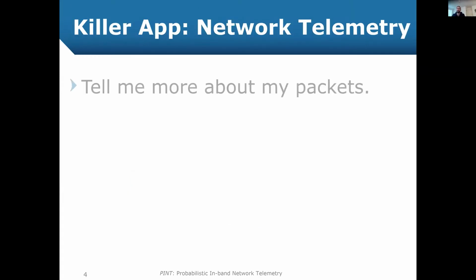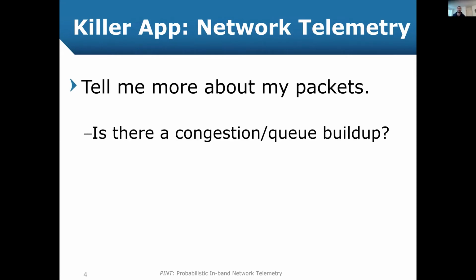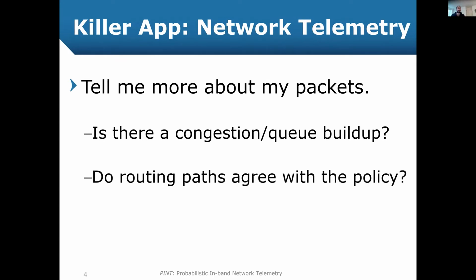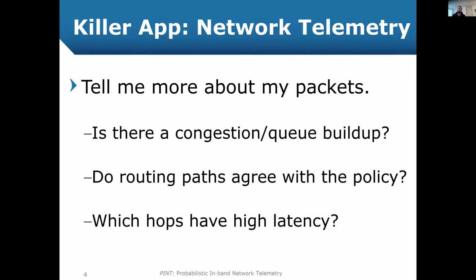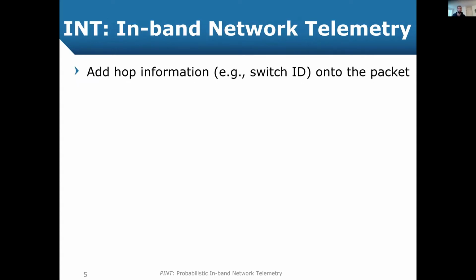Telemetry is about figuring out what's going on with the packets. So I want to know things like, is there a congestion or queue buildup somewhere in the network? Do the routing paths taken by flows agree with the policy? Like maybe I want everything to go to a firewall or something. Which hops have high latency if I see high end-to-end latency, and so on. And to that end, we have the INT protocol, or in-band network telemetry, which is now becoming standard.